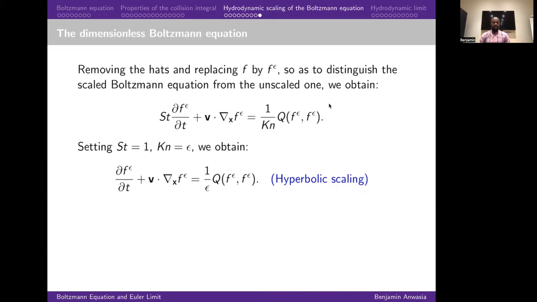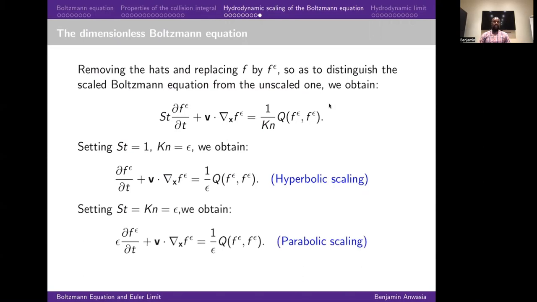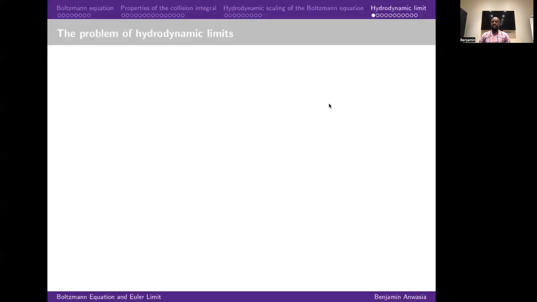On the other hand, if we assume that the Strouhal number is equal to the Knudsen number and we set it equal to epsilon, we obtain the parabolic scaling of the Boltzmann equation. This scaling is used in the derivation of the incompressible Navier-Stokes equations, incompressible Euler equations, and the acoustic equations. Now, let me show how to derive the compressible Euler equations from the hyperbolic scaling of the Boltzmann equation. This type of problem is often referred to as the problem of hydrodynamic limits.